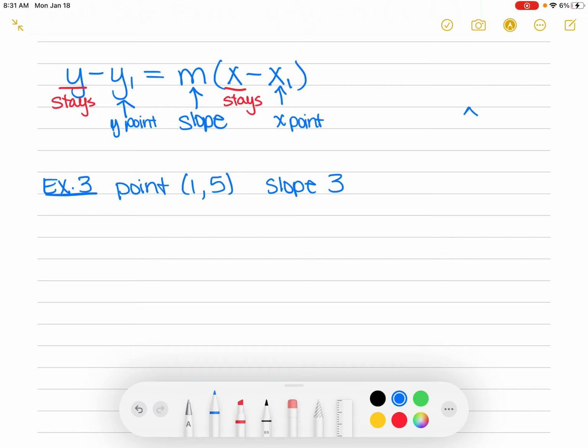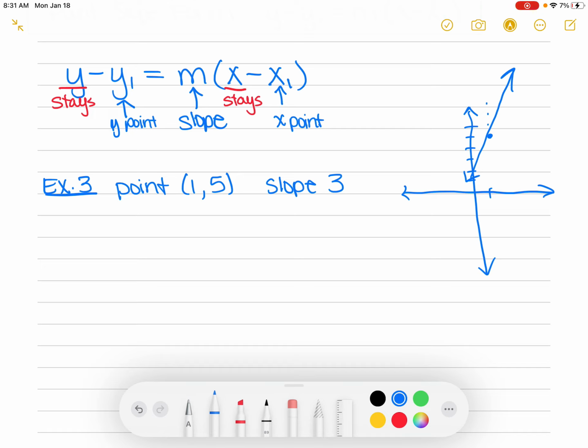So if I had a graph, and you do not have to draw this, I would have a point at (1, 5) and then I would have a slope of 3. So remember, that would be going up 3 and over 1. And so my line would look something like that, right? So they want you to write an equation for that line. So let's say I have this line and I know a point and I could count out its slope. Then how would I write the equation?